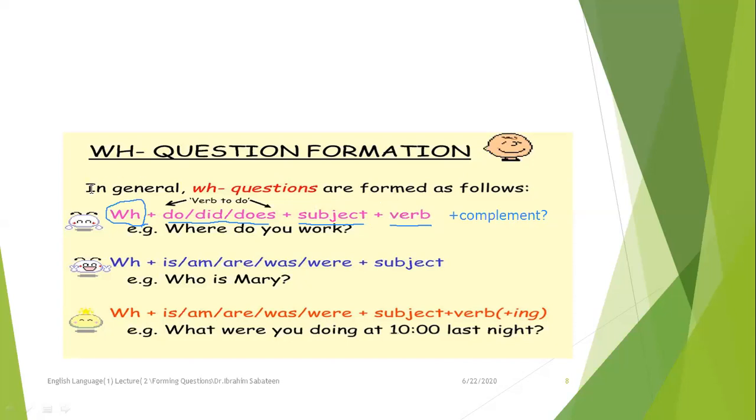This is how we can form a question by using do, did, does. Now let me give you an example. For example, I have this sentence: She speaks English well. This is a sentence.